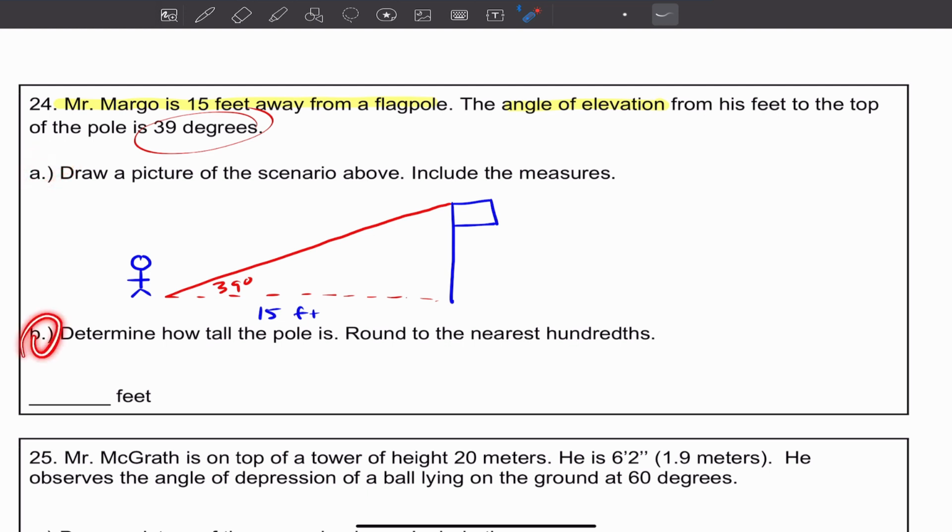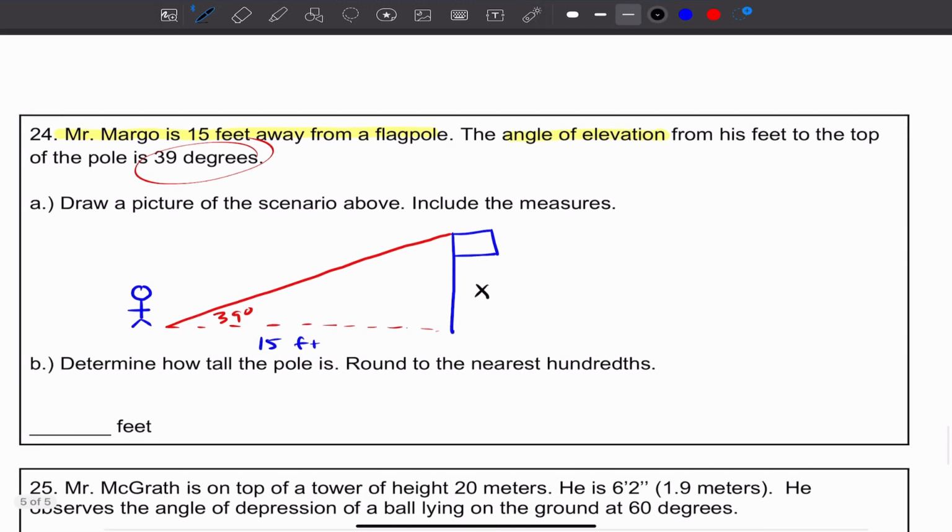And for B, it says determine how tall the pole is. Do we know how tall the pole is? Absolutely not. We're going to call that our unknown, or our X value here. So we're going to call that X. And that's great. I have my angle of reference, and I have these two sides here. So I can go ahead and apply trigonometry.